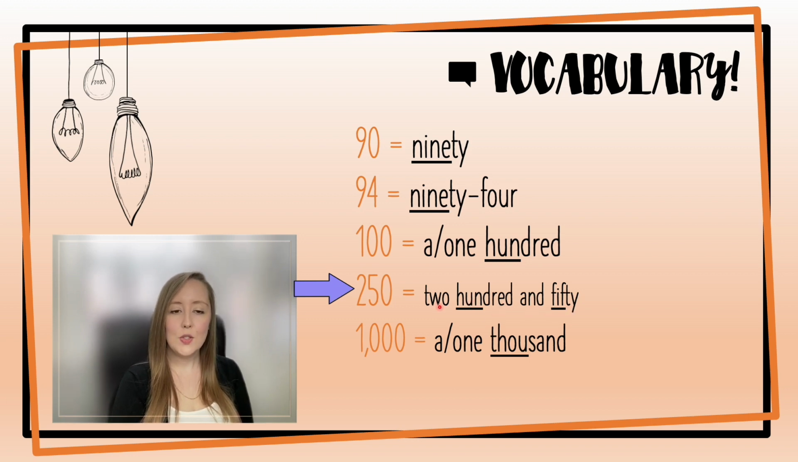250. So the 2 is the 200 and the 5 and the 0 are 50. 250. Good. And the last one is 1,000. Or you can say a thousand. One thousand or a thousand. Good, well done.